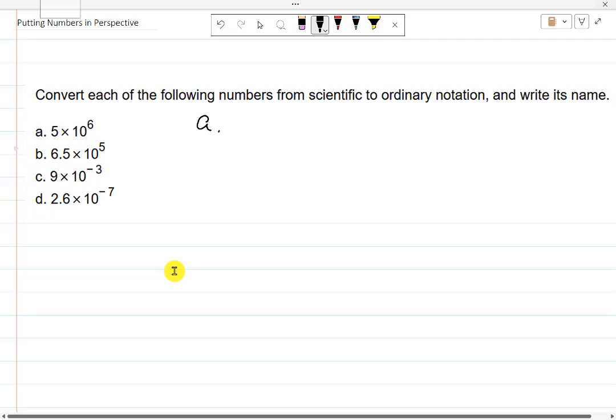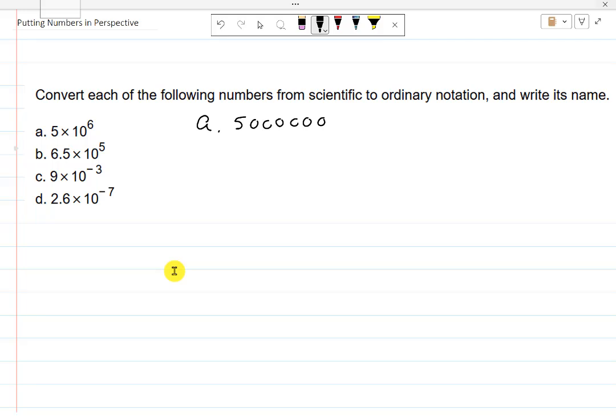Start with letter A here. We have 5 times 10 to the 6th. The 10 to the 6th adds 6 zeros. So we have 1, 2, 3, 4, 5, 6 zeros. And we would call this number 5 million.